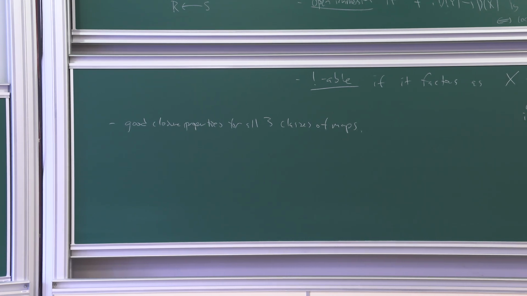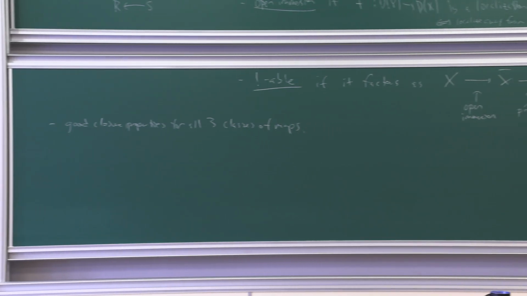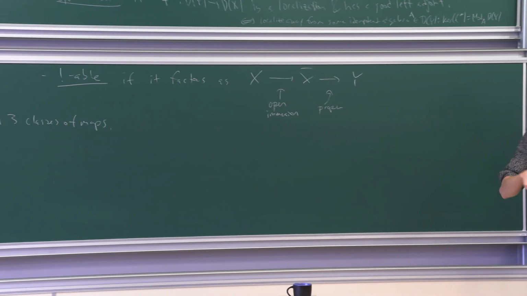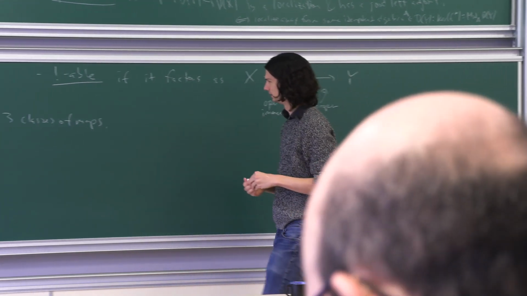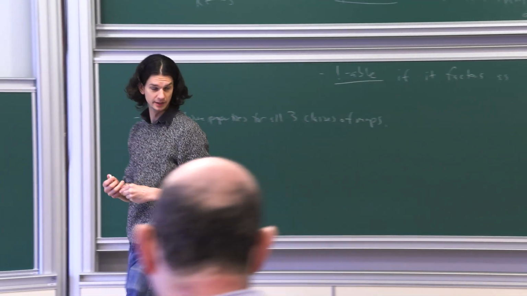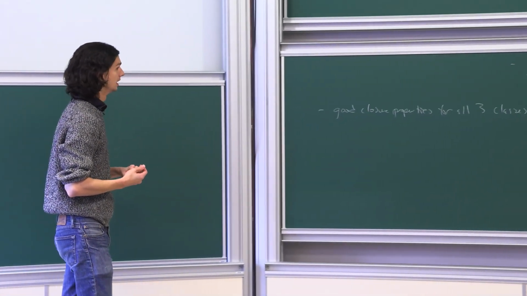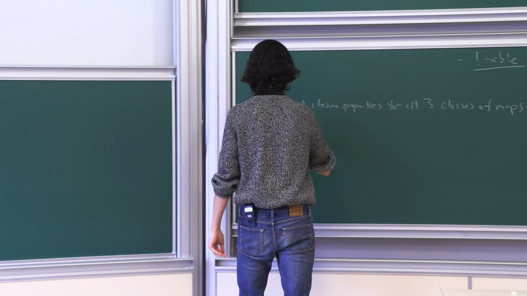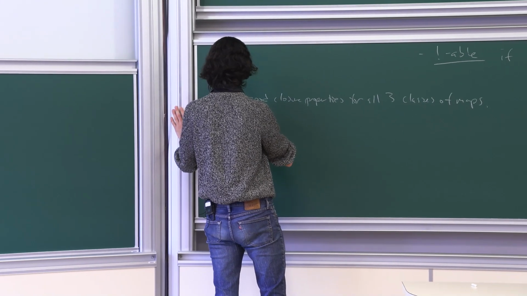So if you have a map like this and a map like this, and they're both shriekable, then any map between them making the triangle commute is also shriekable. And then we get a 6-functor formalism.